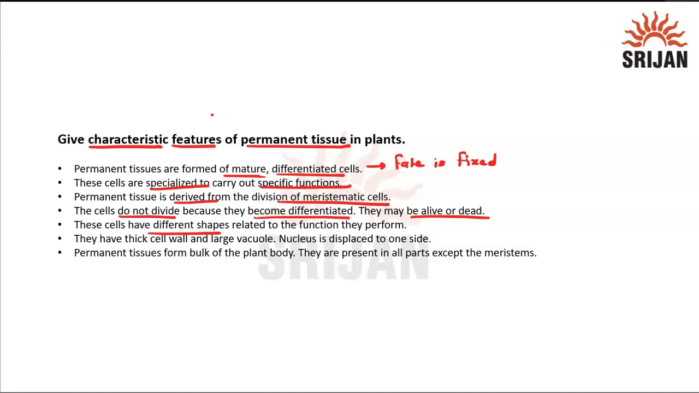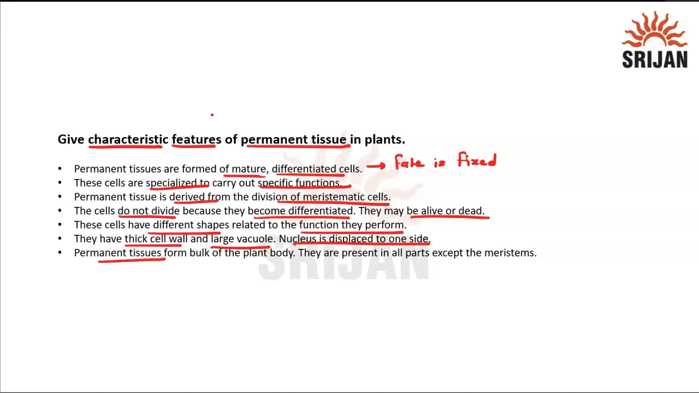These cells have different shapes related to the function they perform, which is another characteristic feature you can remember about the permanent tissues, like looking at the collenchyma, the sclerenchyma, the parenchyma, or the xylem and the phloem. And again, if you talk about their characteristics, if they are dead, they have a thick cell wall. And if they are living, like for xylem and phloem, they have a very large vacuole. Their nucleus is displaced to one side because it has not been used, because they are not performing cell division. And most of the area is covered by the vacuole or the function that they are performing. So those cell organelles will occupy that space.